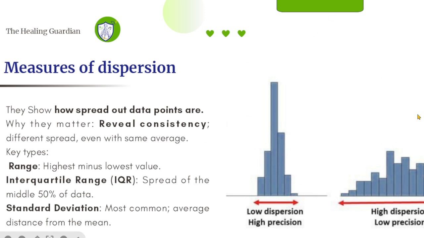So this is what this graph is illustrating. That if most of the values are close to each other on the graph, if this is a histogram, it will be represented like this.